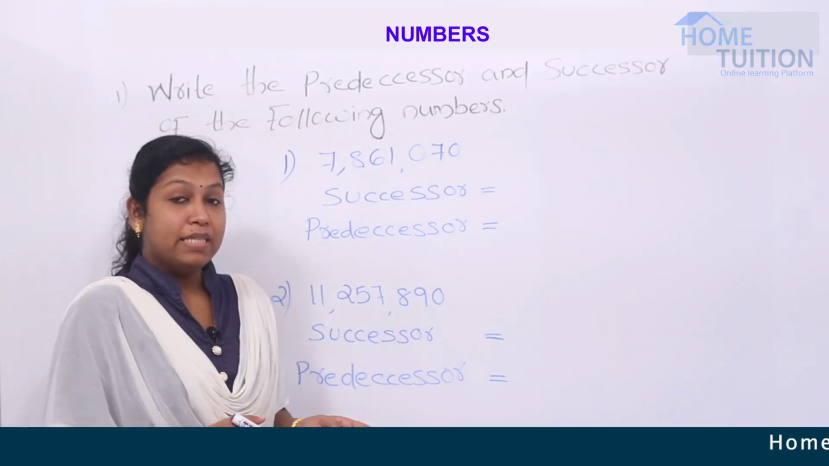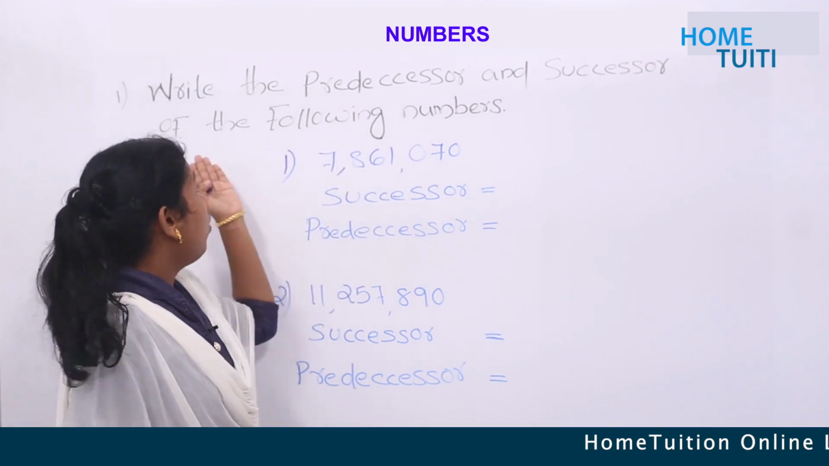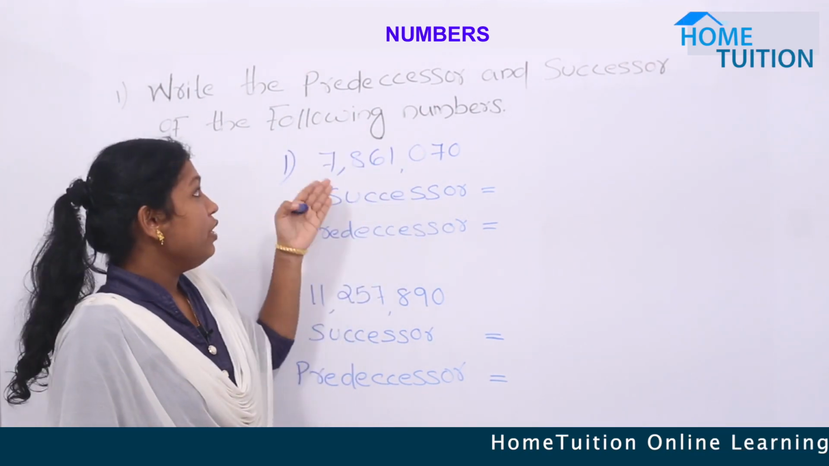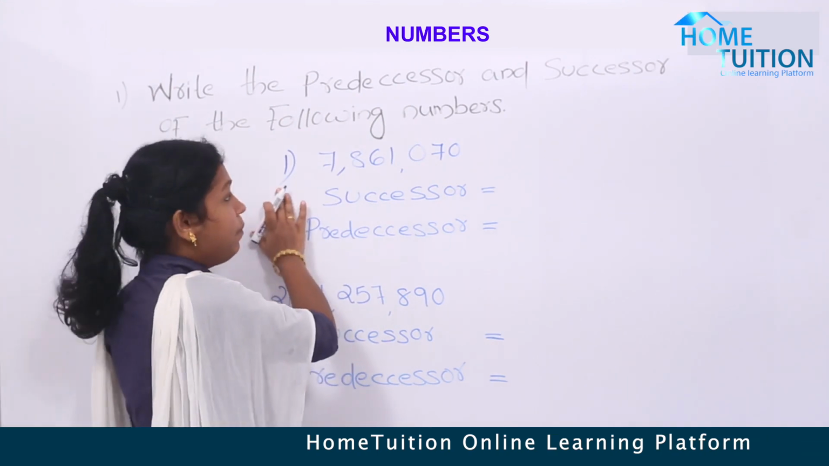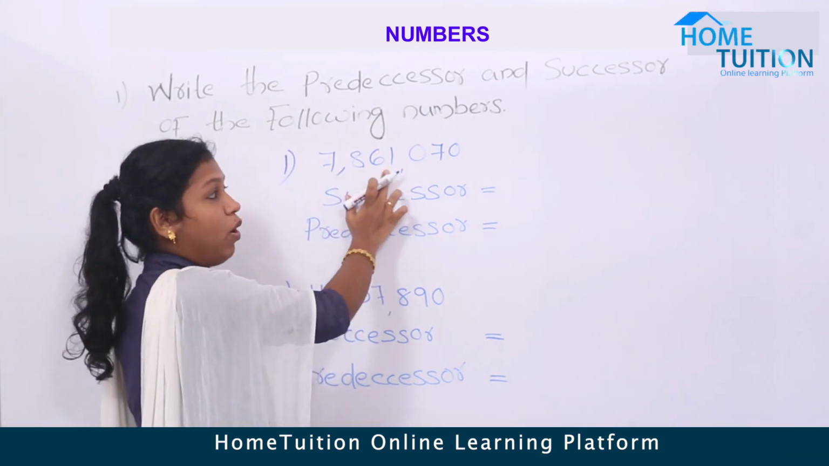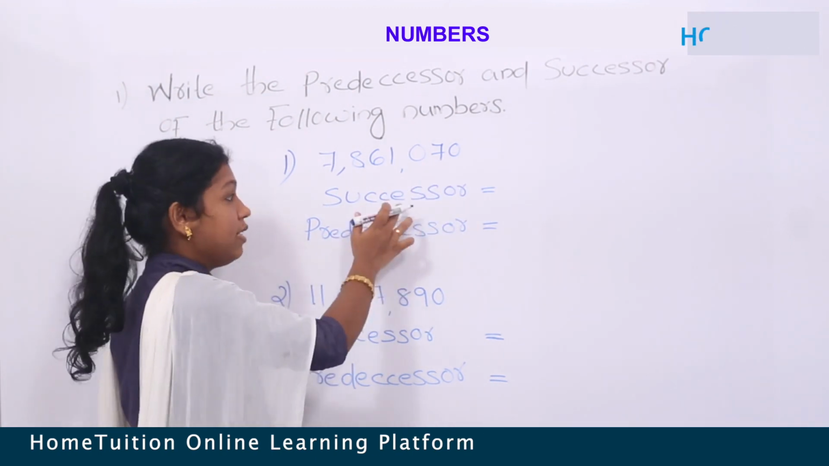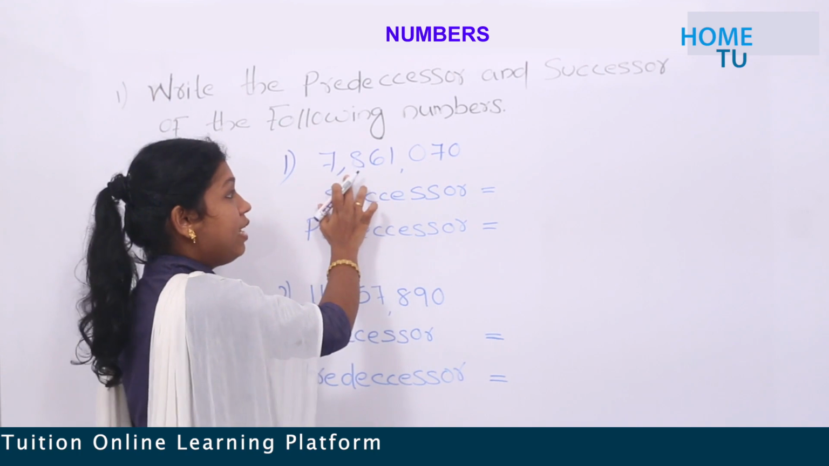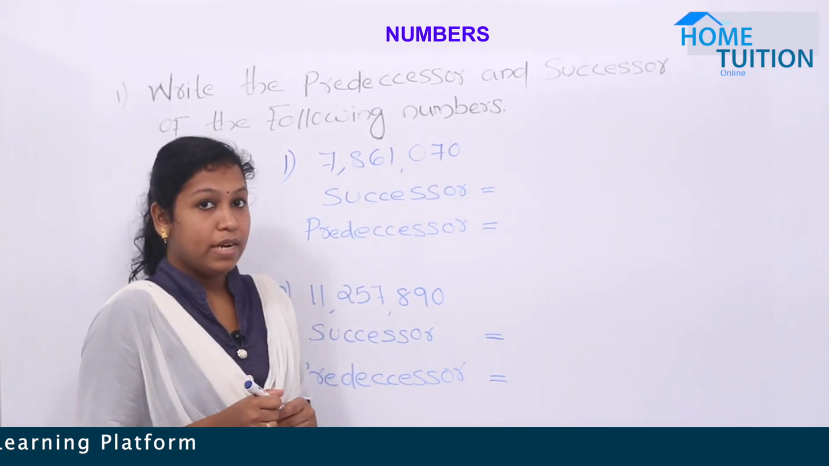We have studied predecessor and successor. So write the predecessor and successor of the following numbers. First number is 78,61,070. What is the successor and predecessor of 78,61,070?